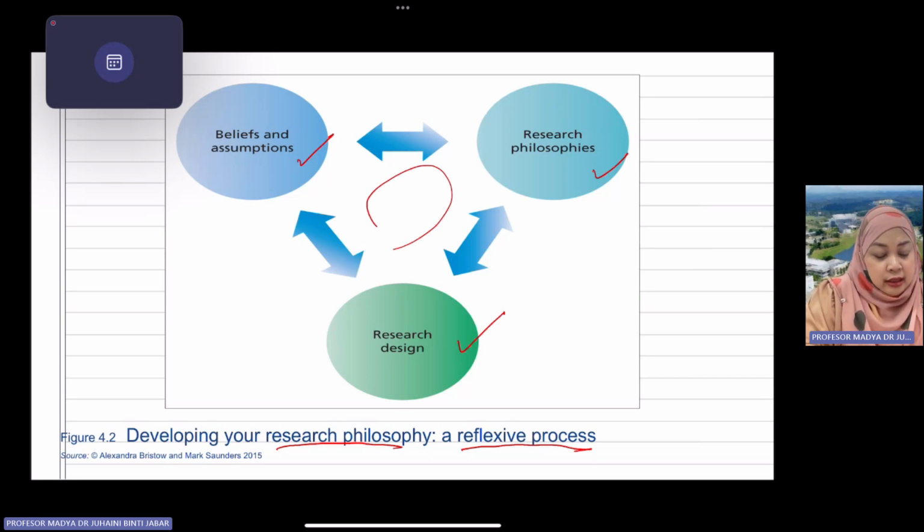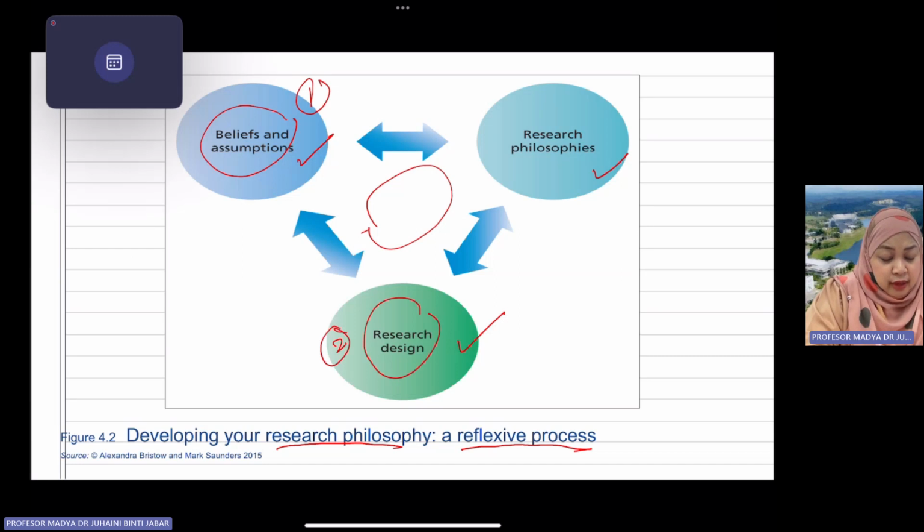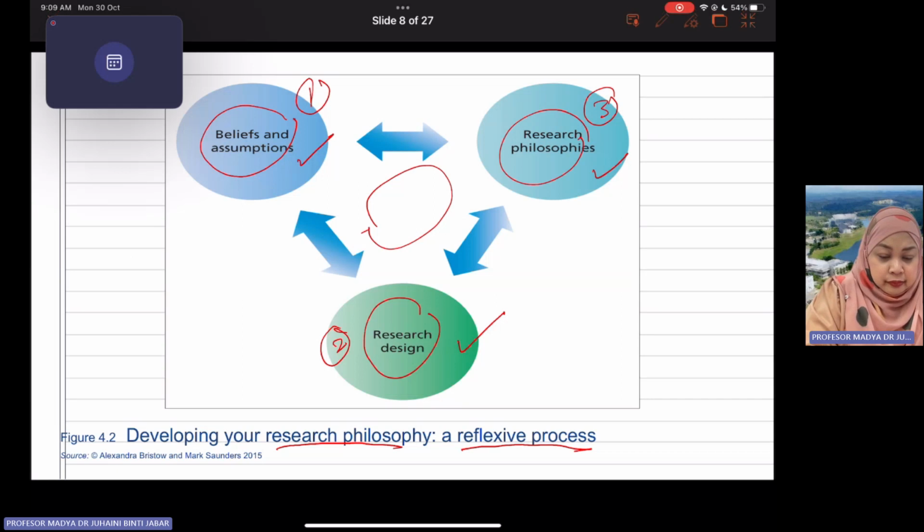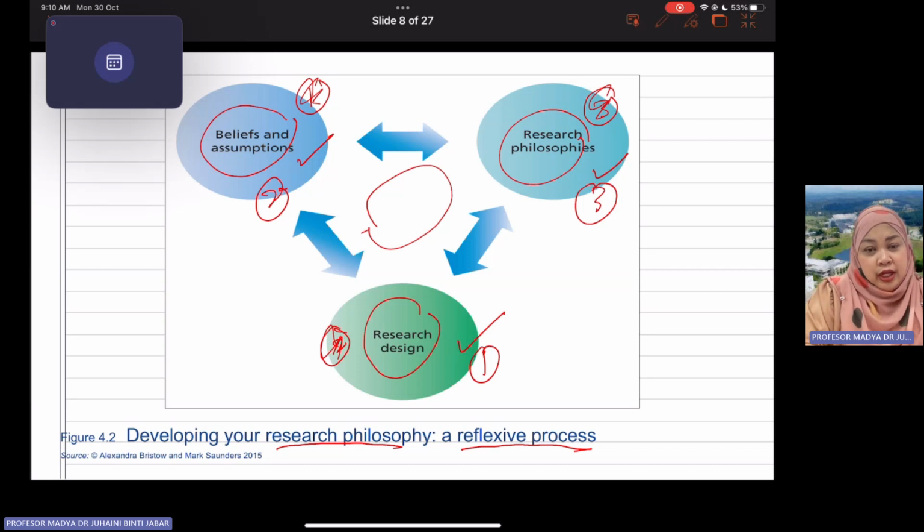So you can start from anywhere. Maybe you have certain beliefs or assumptions, this one starts first, and then maybe you have a particular research design in mind, and only then you will think of your research methodology. However, you can also start from here, maybe research design first, beliefs and assumptions, and then research philosophy. So that is what we call the reflexive process, whereby you can start anywhere, but you need to have all of these three elements to ensure that you choose the right research philosophy.